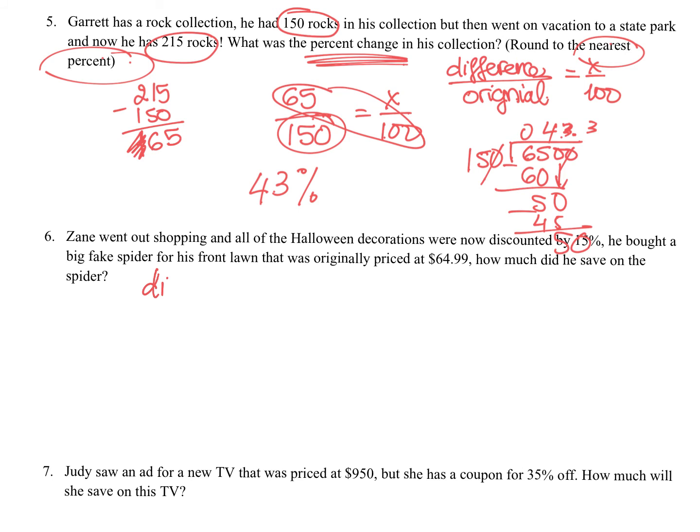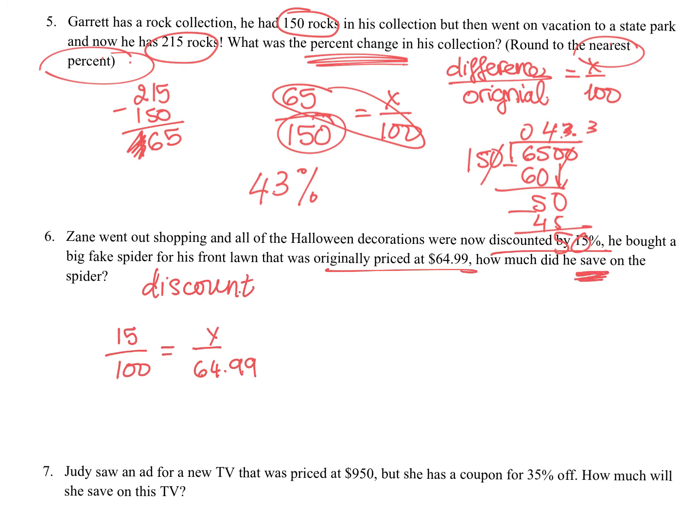So I'm not going to do number 6 with you, because it's the same as number 4. So try it on your own. If you get stuck, you can take number 4 as a reference and set up your proportion. 15% means 15 out of 100. The original price is $64.99. We're looking for how much he saved. So whatever you have for the X will be your answer.